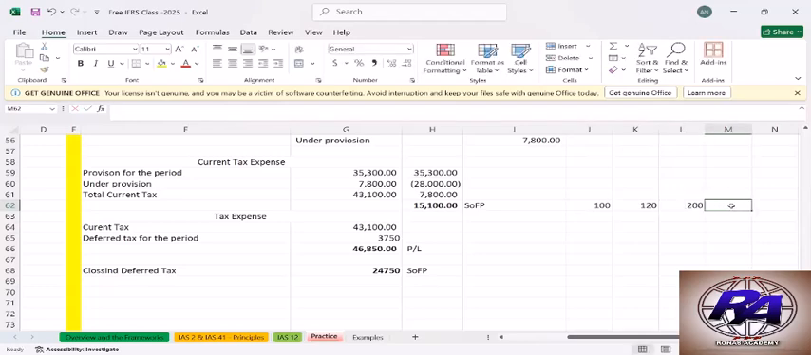If it reduces, then it becomes an asset. Okay, so let's say in the next year it's reducing to 140. The difference of 60 becomes what? An asset. So the increment is what we treat in the profit or loss, that is deferred tax. And then the end of it is the closing.